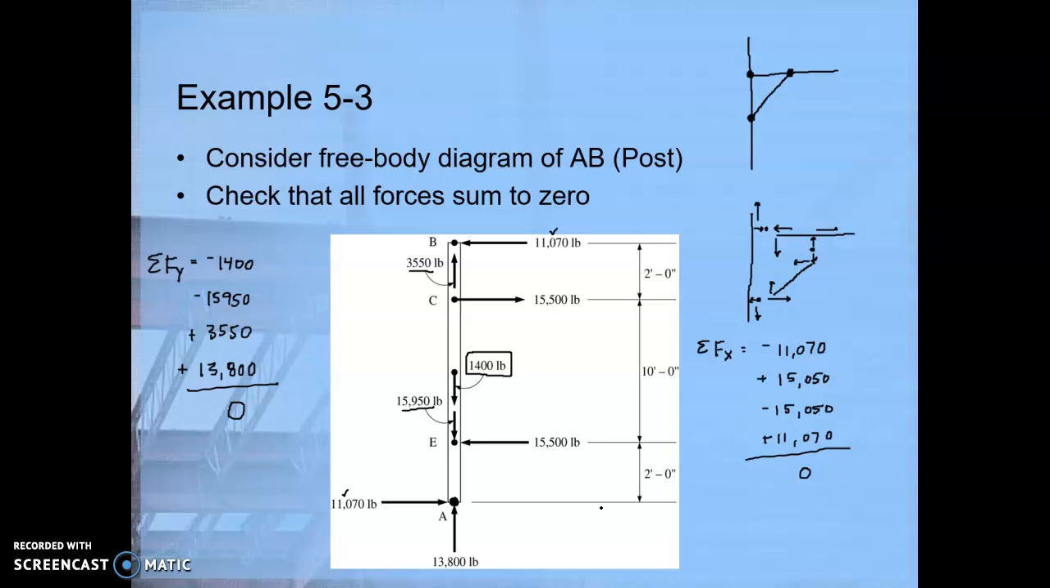And if we wanted further confirmation, we could sum the moments about any point. For instance, we could sum the moments about A, which would be counterclockwise or positive rotation of 15,500 times 2, minus the opposite rotation, 15,500 times 12, and then positive 11,070 times 14.